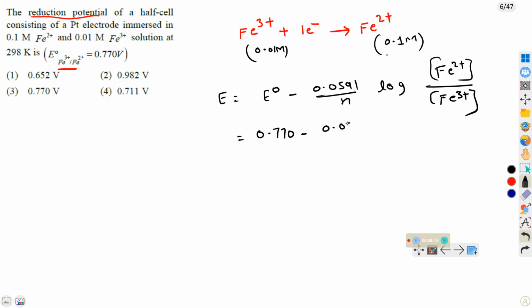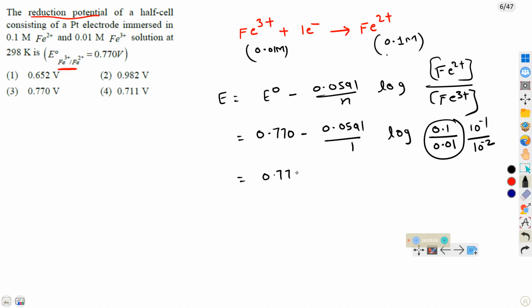Substitute the values. 0.770 minus 0.0591 by n log of 0.1 by 0.01, nothing but 10 power minus 1 by 10 power minus 2. So log 10 value is 1. Simplify it, then you will get 0.770 minus 0.0591, which is 0.7109 volts.